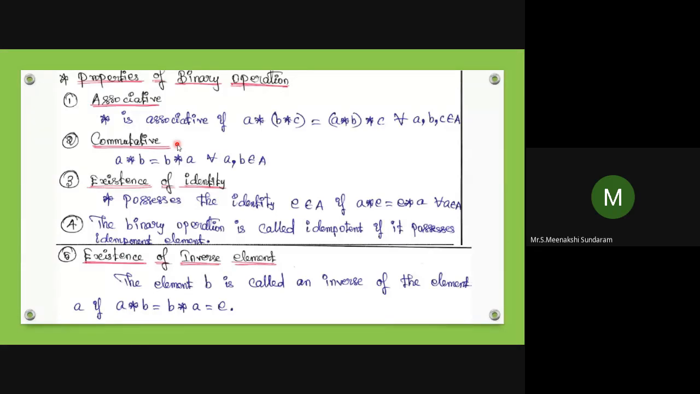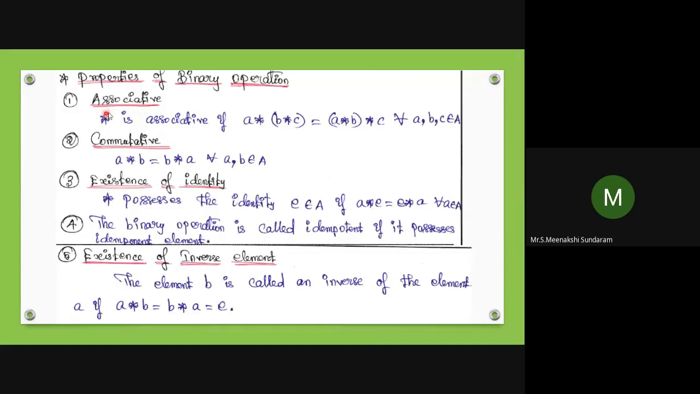Properties of binary operation. I didn't write closure, because a binary operation satisfies closure anyway. Closure means you take two elements from a category, do some operation, and the output is also in the same category. Then it is called the closure property.